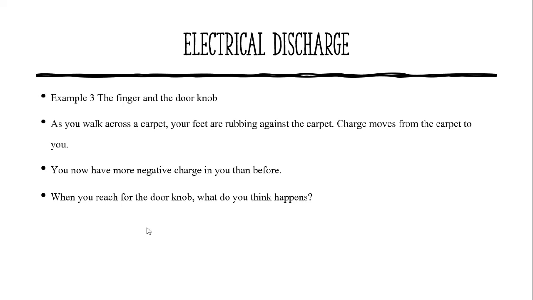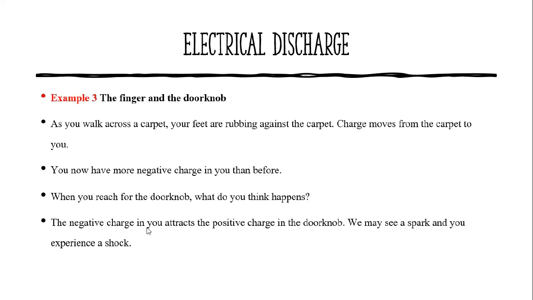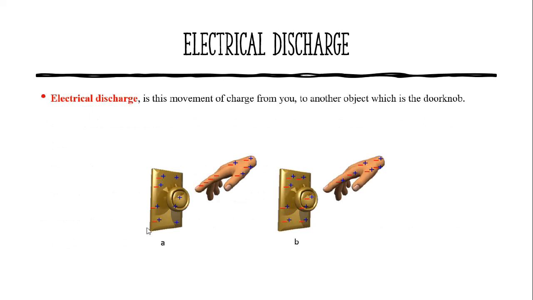When you reach for the doorknob, what do you think happens? I think we have all already experienced this. When you reach for that doorknob, the negative charge in you attracts the positive charge in the doorknob. Remember, the doorknob also has charge. So we may see a spark and then you experience a shock. Electrical discharge is this movement of charge from you to another object, which is the doorknob.